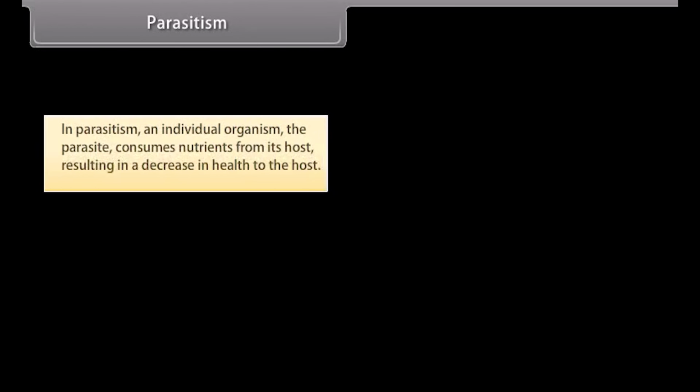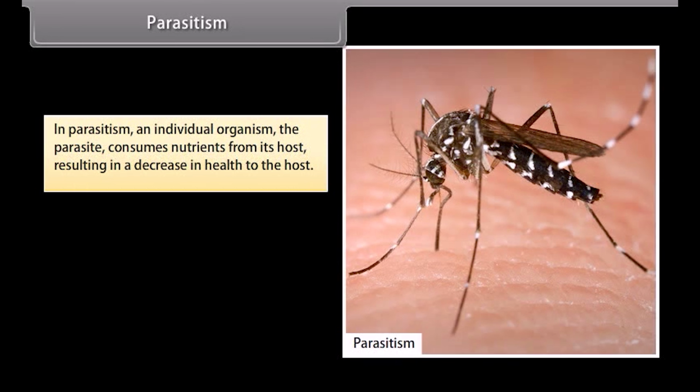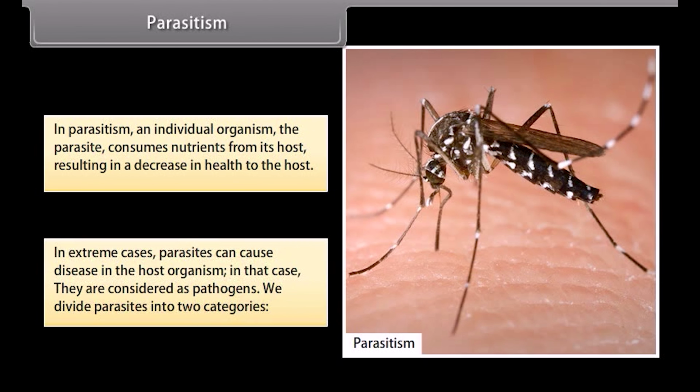Parasitism. In parasitism, an individual organism, the parasite, consumes nutrients from its host, resulting in a decrease in health to the host. In extreme cases, parasites can cause disease in the host organism. In that case, they are considered as pathogens.